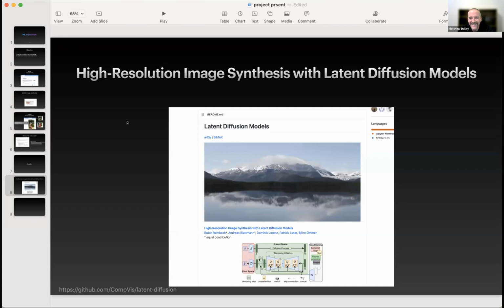I might remove the word latent from this. No, but I don't want to discourage you, right? So yeah, take a look at the paper, and then yeah.